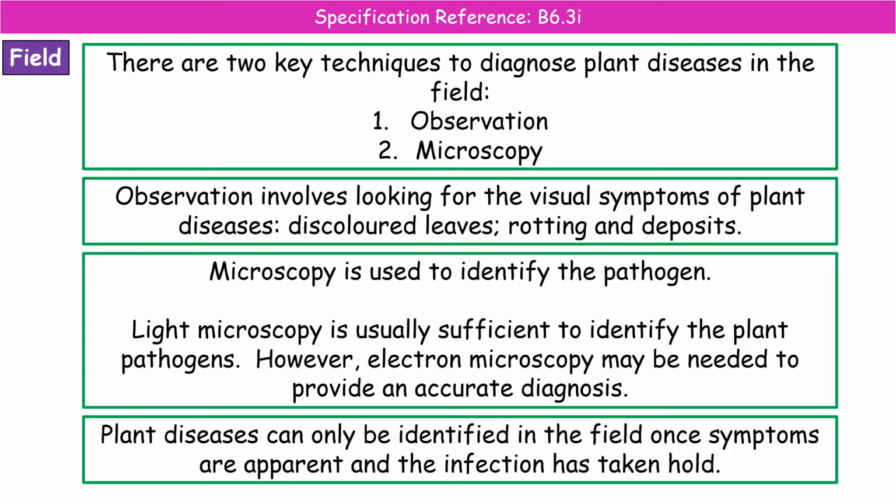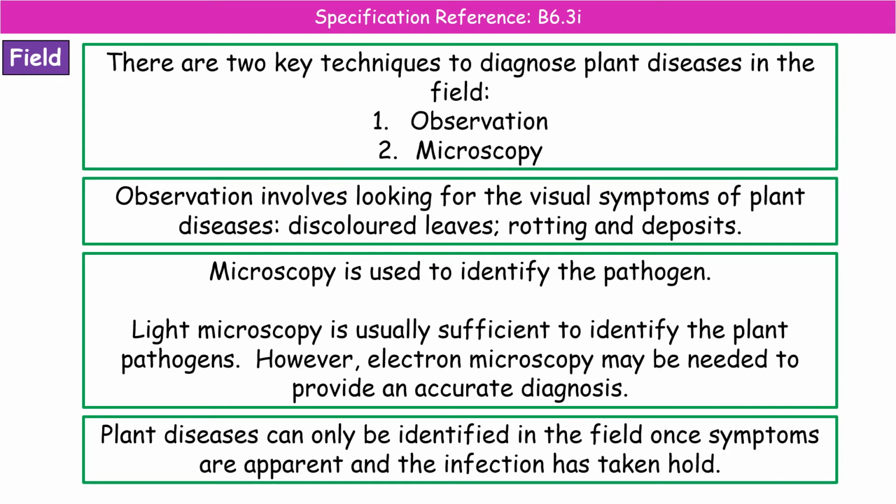When it comes to identifying a disease in a plant, we've got a couple of techniques that we can use out in the field to work out what disease is affecting our plant. We can carry out observation, where we're just going to look at the visual symptoms. So what's happening to the leaves? Are they discoloured? Are they curling? Is there a deposit on them? Is there some evidence of looking a bit rotten? Are there fruits that are rotting? Are there strange deposits somewhere? So we're looking at visual symptoms there in the observation.